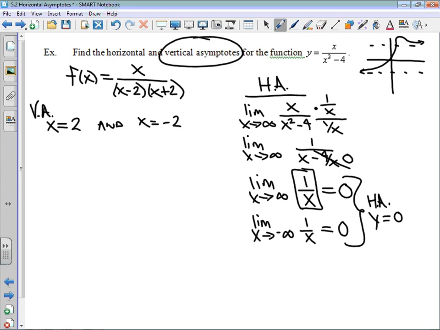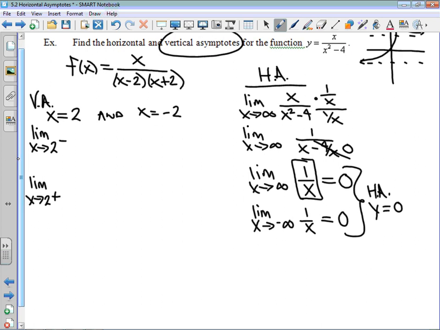It's the limit as x approaches 2 from the left, the limit as x approaches 2 from the right, and then we're going to do the same thing for negative 2, but I'll do these two first. Now, because this is x over x squared minus 4, the limit as x approaches 2 from the left, we're looking at maybe 1.9.